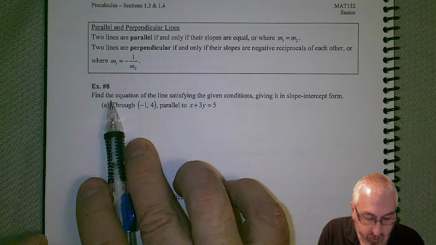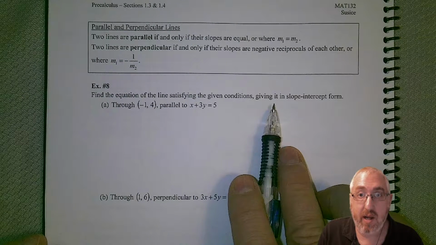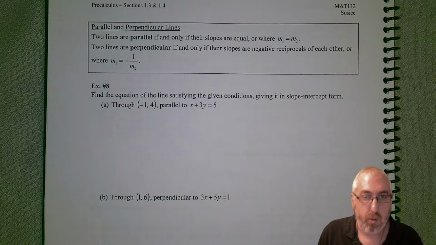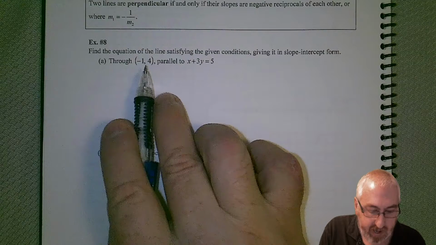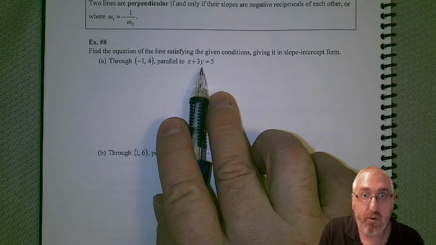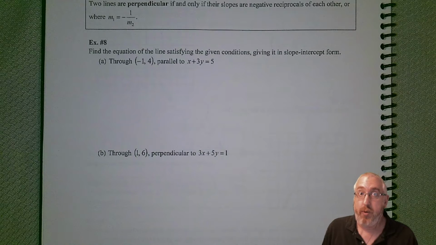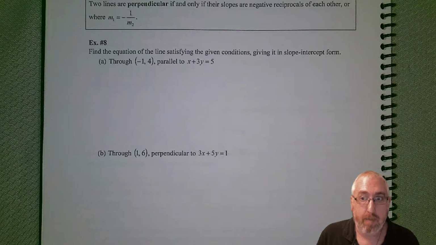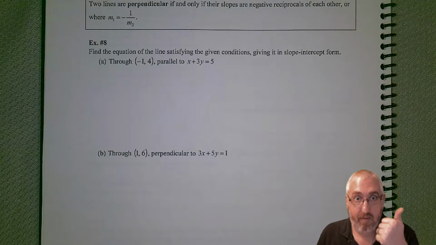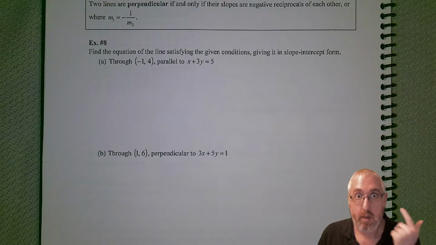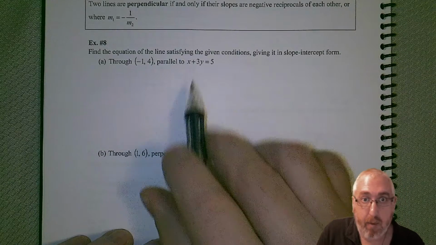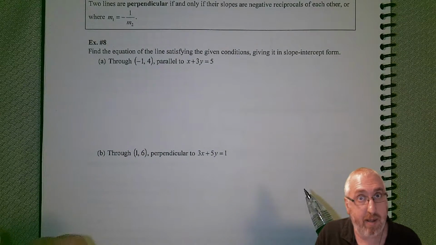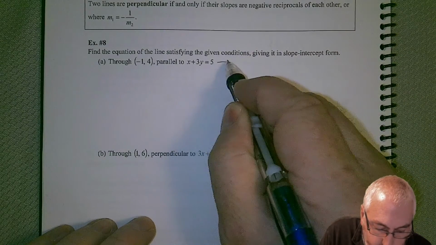We got find the equation of line satisfying the given conditions, giving it in slope-intercept form. So we want our final answer in slope-intercept form. So it has to pass through negative 1, 4, and it has to be parallel to this line. So where do we begin? Well, we can't create a line unless we have two things. Minimally, we need to have a point and a slope. So we don't have a slope, so we're going to need to find the slope of the line that we're given. And what's the easiest way to do that is to put it in slope-intercept form.